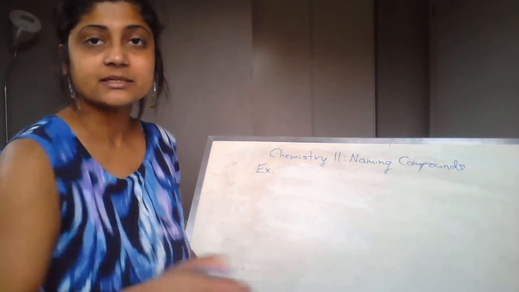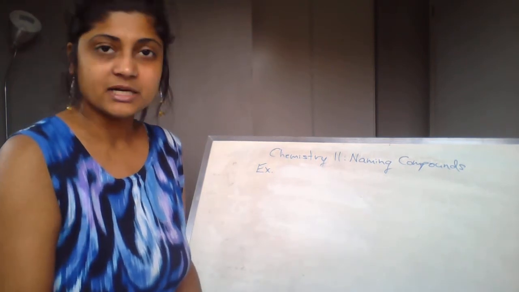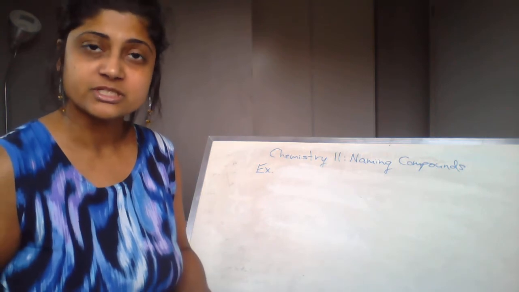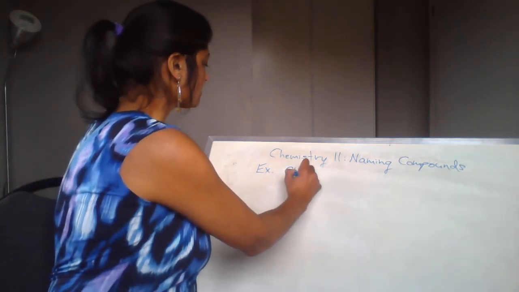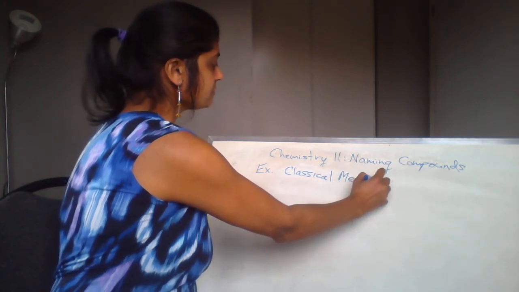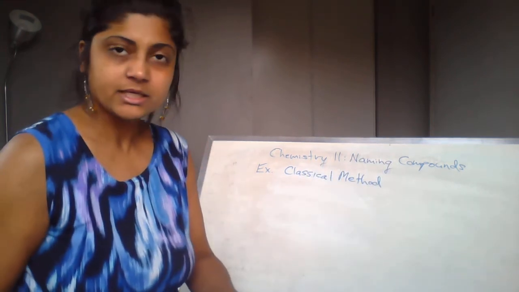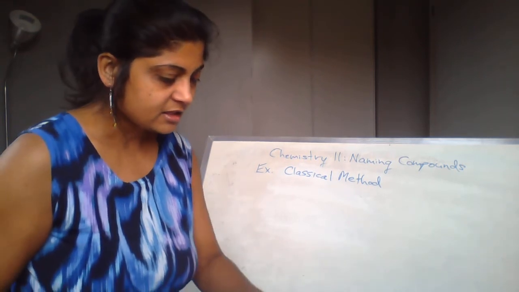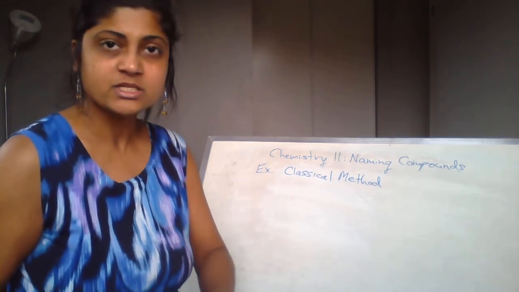Okay, and the classical name, I can only apply this when the transition metal has only 2 charges. So let's put down the classical method. What we're going to do here is pick an example for one of these compounds. Let's try this one.